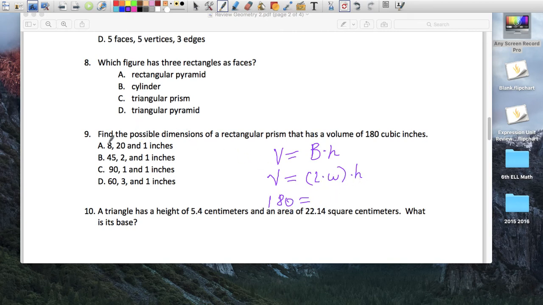So let's find out. 8 times 20 is 160 times 1, that's not it. 45 times 2 is 90 times 1, no, that's not it. 90 times 1 again is 90, so that's not right. 60 times 3 is 180 times 1 is 180. So it's this one: 60, 3, 1. And you notice that they equal each other. The left equals the right.